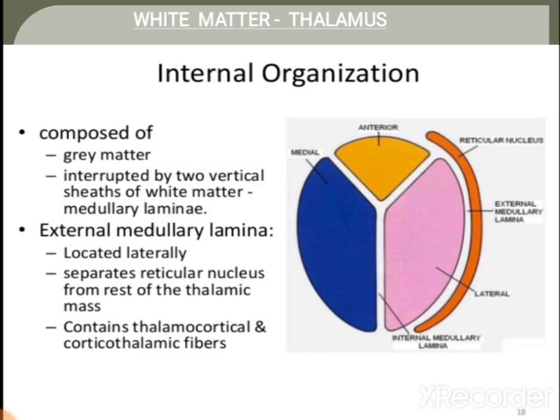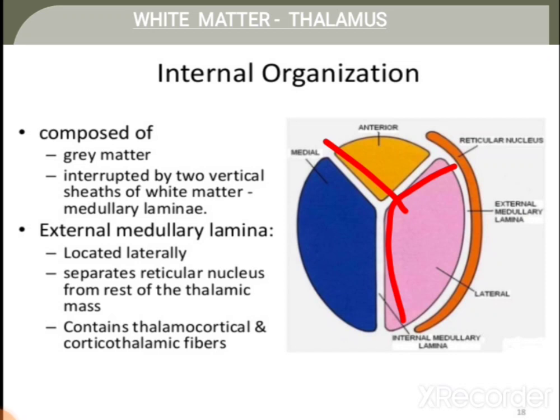So this is the internal organization of the thalamus, how the thalamus appears. It is composed of grey matter. Grey matter means the collection of nerve cell body and the blood vessels. And in the middle it is interrupted by two vertical sheets of white matter, which is shown with white color, which is a capital Y-shaped structure.